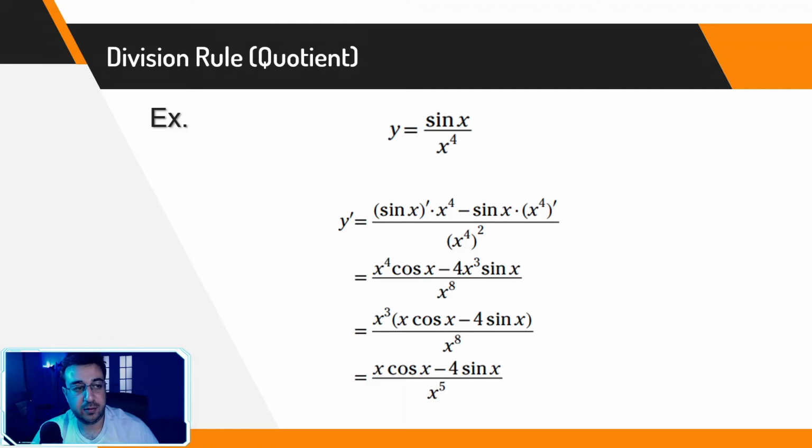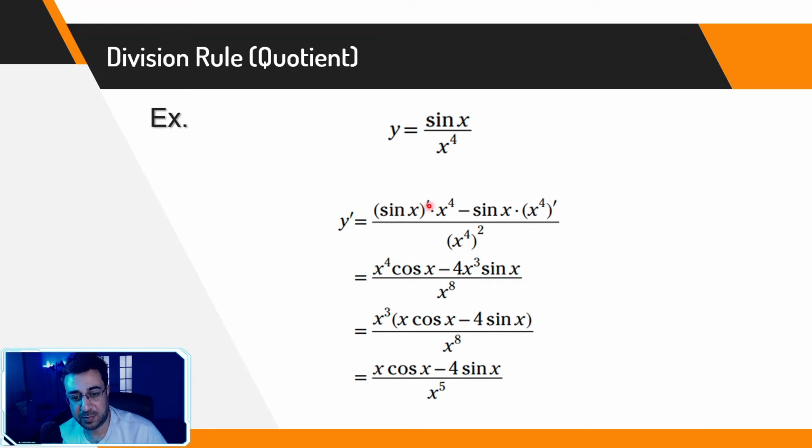Okay, now we jump into the division rule. You have two functions divided above each other. You have the sine of x as a function divided by x to the power of 4. What do you do based on the equation? So you take the derivative of the numerator multiplied by the denominator, minus the derivative of the denominator multiplied by the numerator as it is.